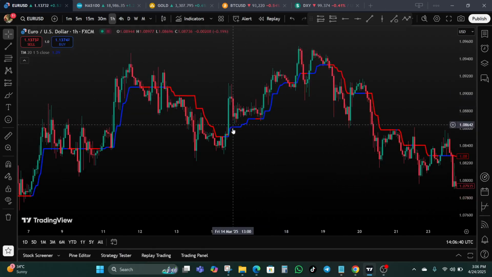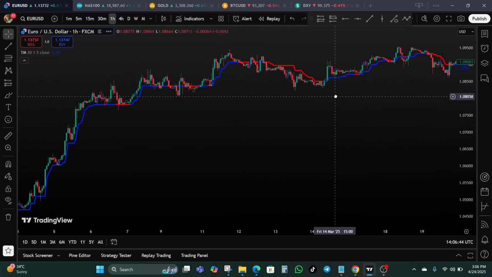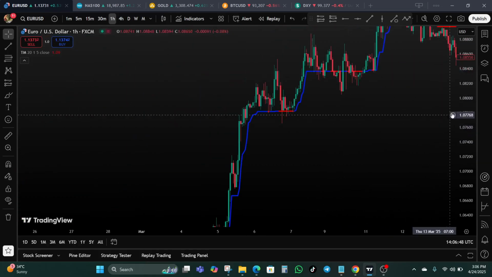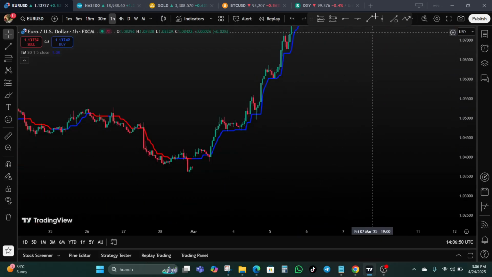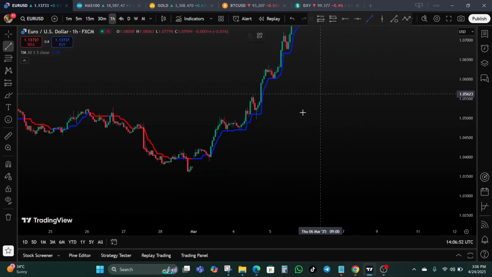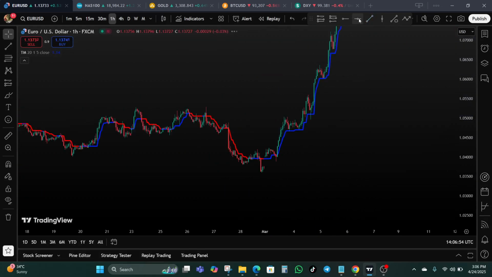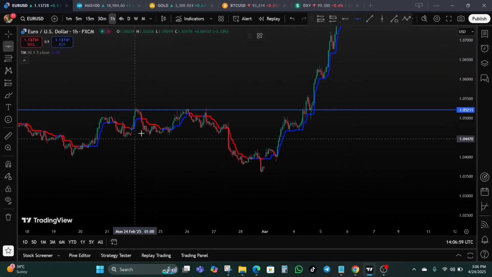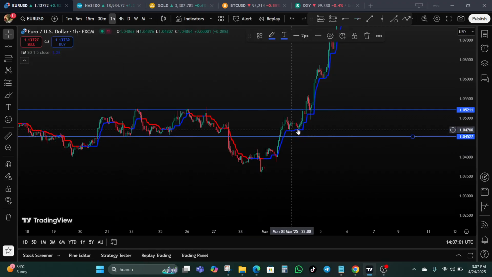When the indicator changes color to blue, it shows bullish momentum, and when it changes color to red, it shows bearish momentum. So you might want to combine this with price action. Make use of your technical tools like trend lines, horizontal support and resistance zones, so that you can use those as confirmation tools when the indicator gives you a buy signal.